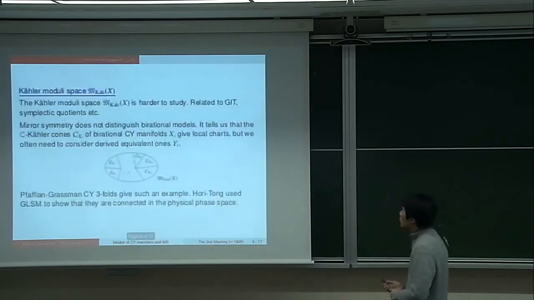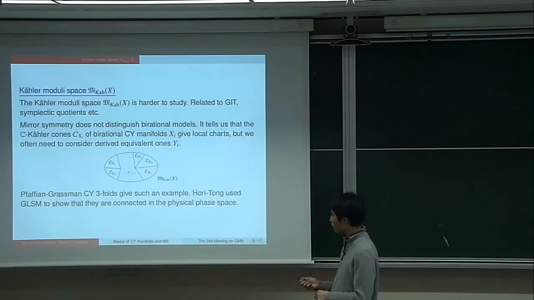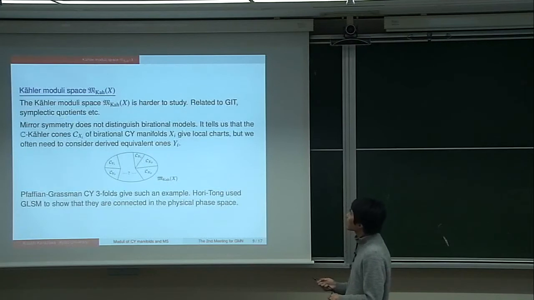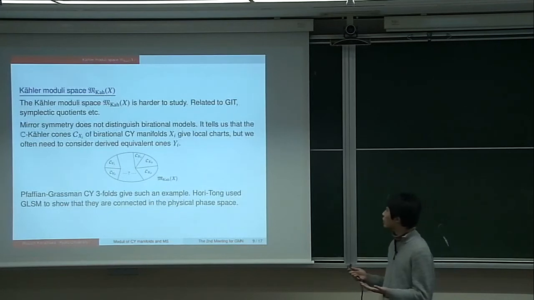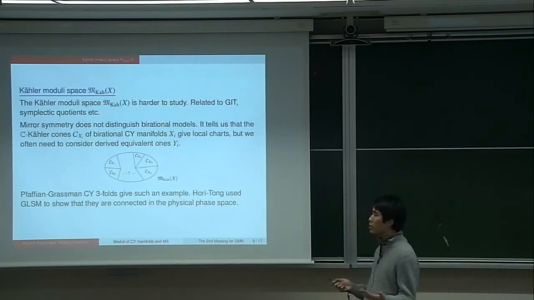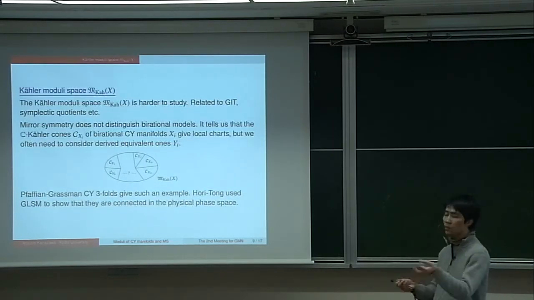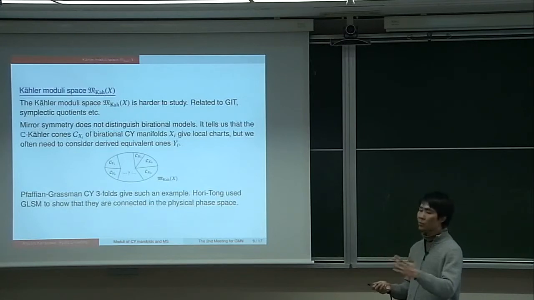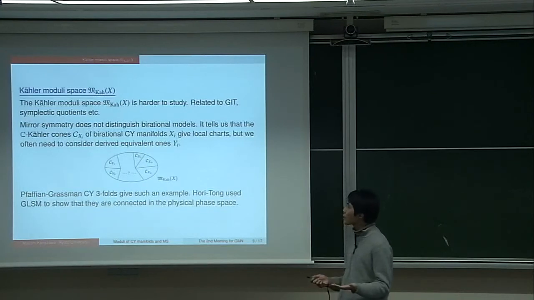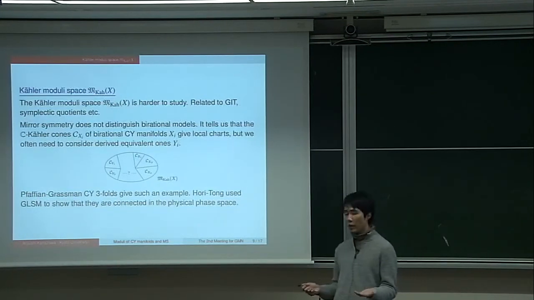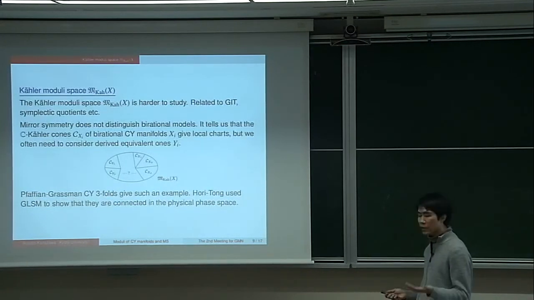The moduli of Kähler structures, which I call Kähler moduli for simplicity, is much harder to study, and it's related to GIT and symplectic quotients. For example, if your symplectic manifold is realized as a symplectic quotient, you can vary the symplectic structure by changing the level set of the moment map. But it's not true that you can always have such a description, or it may not be intrinsic. Here, our guiding principle is again mirror symmetry.